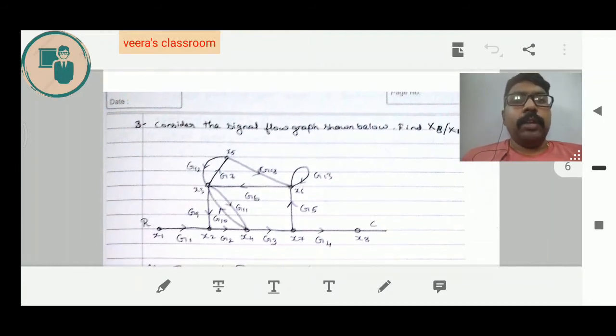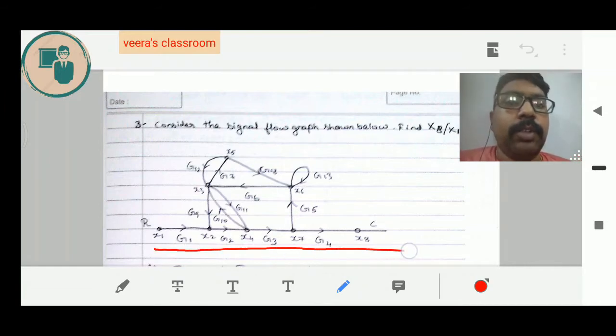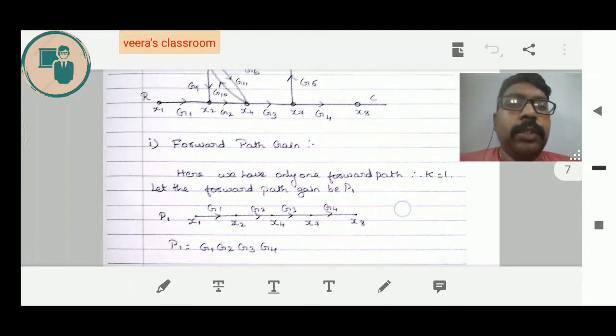Step 1 of the signal flow graph is to find the forward path. That is, a path should start from node 1, that is R, and it should end with C. Fortunately, in this diagram we have only one forward path. It starts from x1, goes to x2, x4, and moves to x7 and ends at x8. So we have only one forward path, and this is the only forward path available. So the forward path gain P1 equals G1 G2 G3 G4.